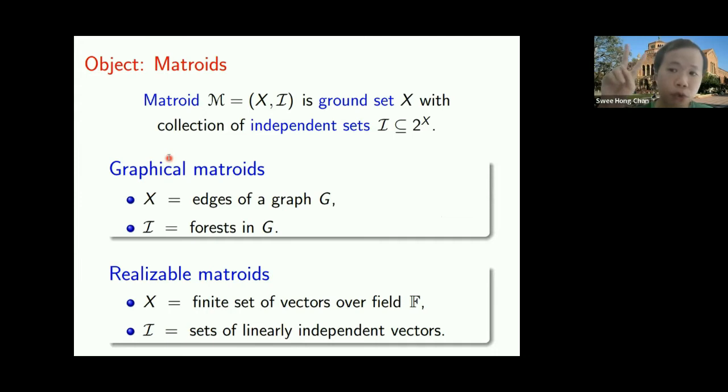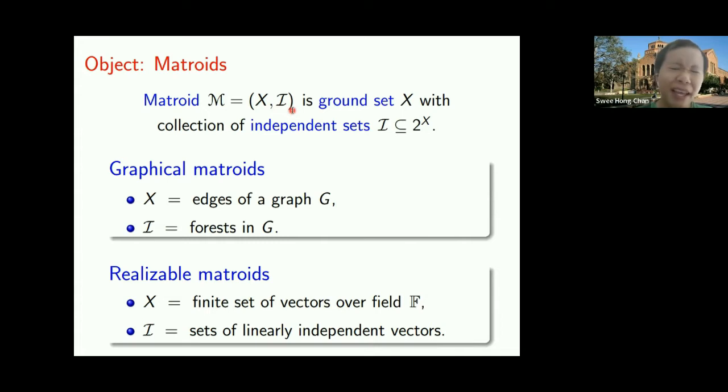It consists of two inputs. The first one is the ground set, which is denoted by X. And for today's talk, we just assume that X is a finite set. The second input is I. This is the independent sets. This is a collection of subsets of the ground set. And they need to satisfy two properties. The properties, I will explain in the next slide.